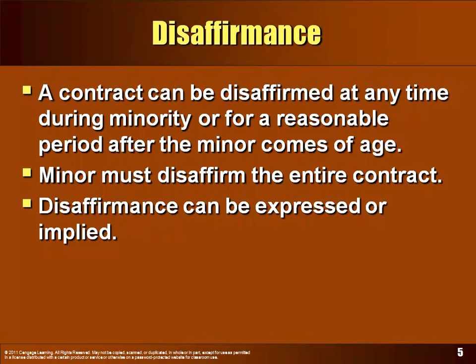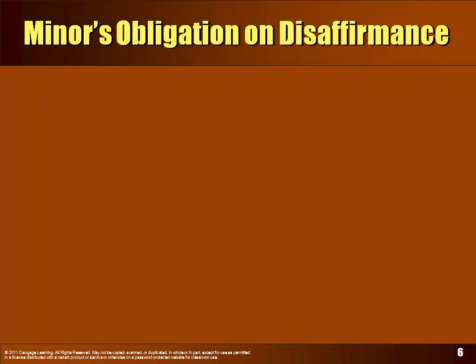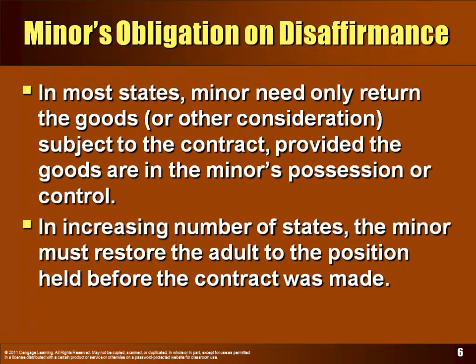Notice also that if you do disaffirm the contract, then you need to disaffirm the whole thing. You can't say, I'd like to keep the car, I just don't want to make the payments. You got to get out of the whole obligation. So, here's where it gets a little tricky. You might be asking yourself, what does the minor have to do if they want to get out of it? It seems kind of unfair that they can just back out. In most states, minors only have to give back what they've got if they still got it. That's what that says.